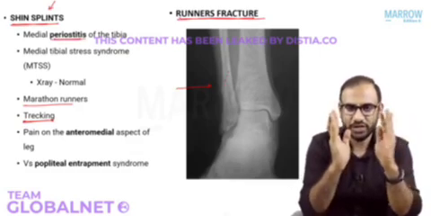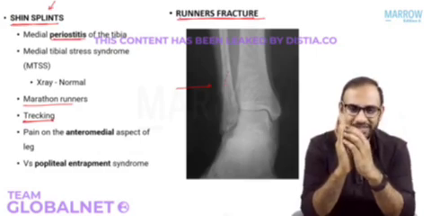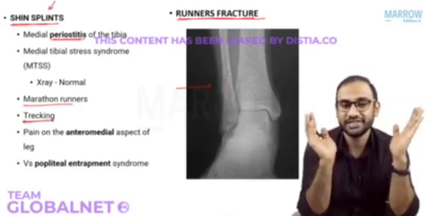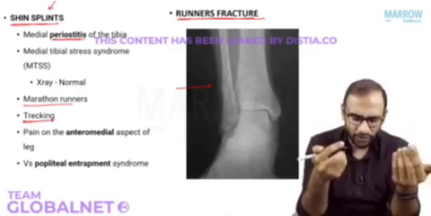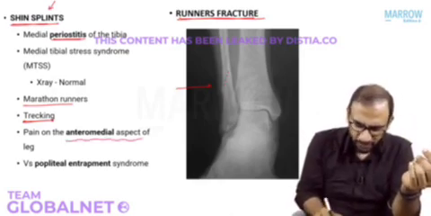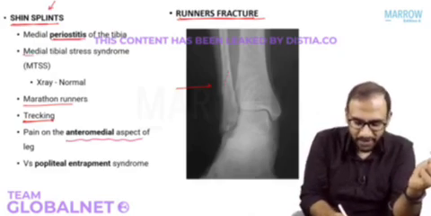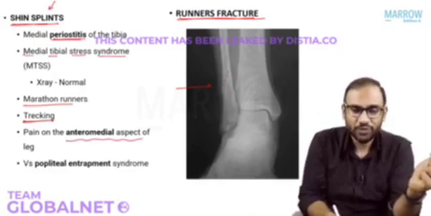Periosteum is attached to the bone. Muscles are over the periosteum. Muscles get inflamed, and they inflame the periosteum. So this is periostitis. It causes pain on the anteromedial aspect of the leg in runners or in trekkers. This is known as medial tibial stress syndrome.